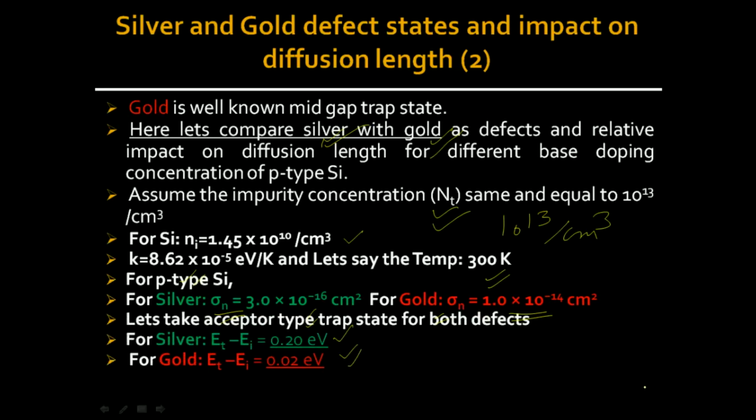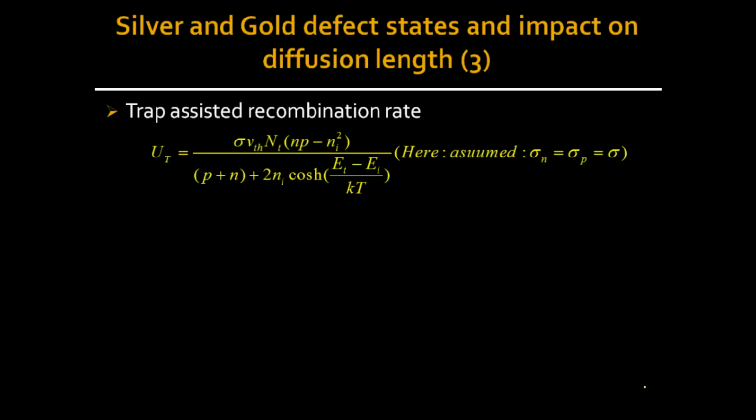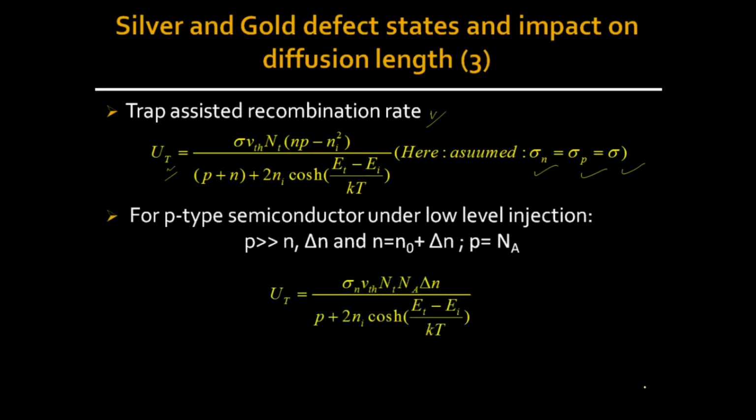And these two values we will be using for the calculation of the trap-assisted recombination rate. And the thermal velocity, as we well know, is 10^7 centimeter per second. Here we have already seen this equation in the last video, that the trap-assisted recombination rate is given by Ut, with this formula. Here let us assume, as we already saw, that the capture cross section is approximately the same for hole and electron. If we modify with this assumption, then the formula would be this, and this is under low level injection, which is the case in solar cells.